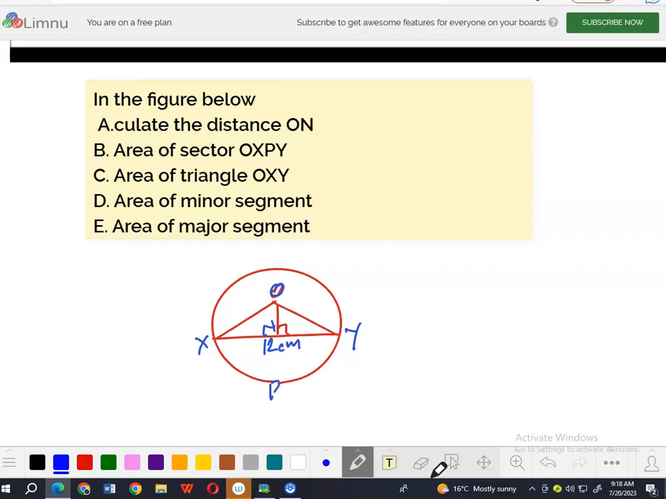So we are told to calculate the distance ON. Option B, area of sector OXPY, and C, area of triangle OXY, and then we find the area of this minor segment, and then we find the area of the bigger side, which is the area of the major segment.